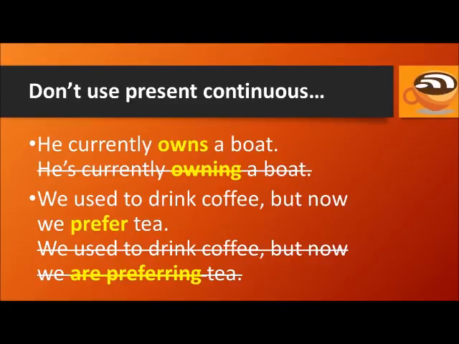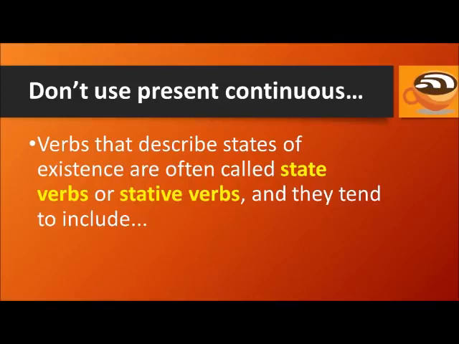We used to drink coffee, but now we prefer tea. Don't say, we used to drink coffee, but now we are preferring tea. You can see that even though we're using signal words that normally go with the present continuous, like currently and now, we use the simple present. Verbs that describe states of existence rather than actions are often called state verbs or stative verbs.